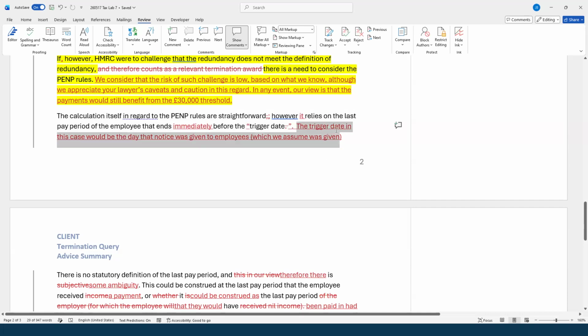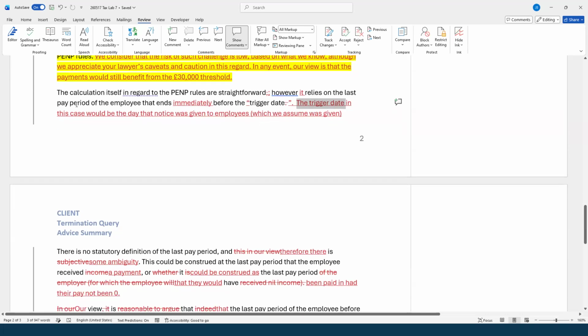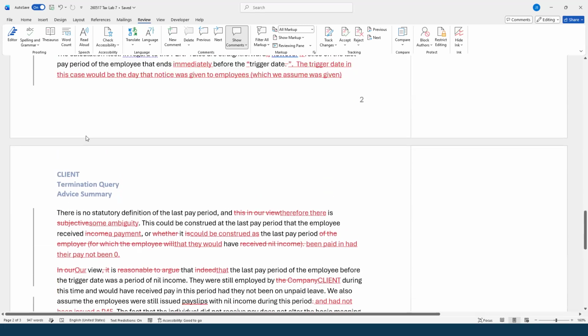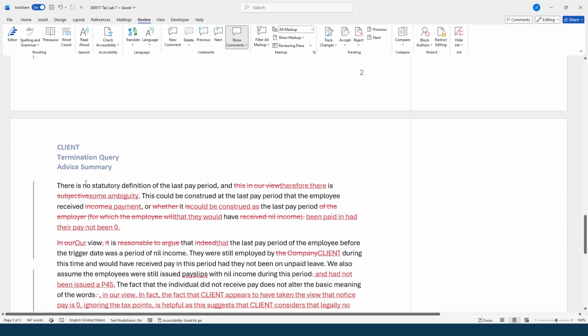This then explains what the trigger date is. The trigger date in this case would be the day that the notice was given to the employees, which we assume was given. So basically, we're trying to figure out what pay period needs to be looked at. So this helps you figure out what the trigger date is. You've got the trigger date. You can then figure out the pay period immediately before this. So it makes sense as to why this is in the advice.